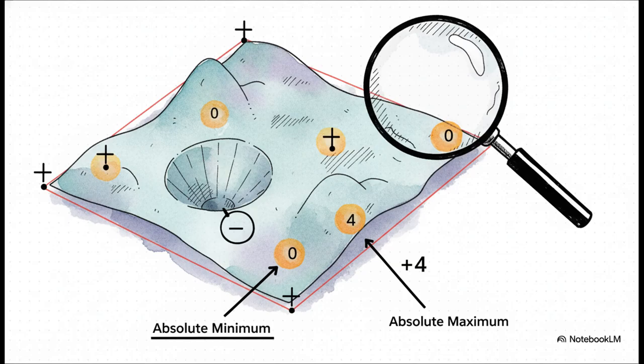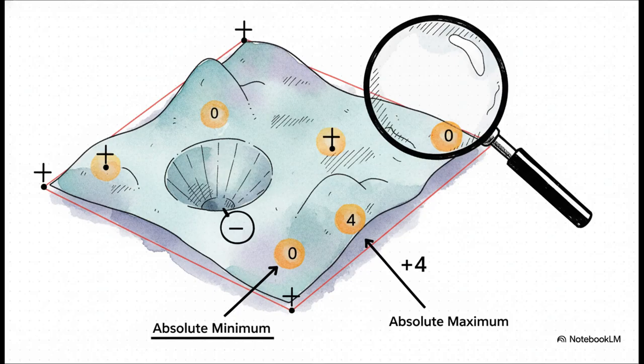And now for the final step. We just compare all our candidate values. That critical point on the edge gives us a value of -1, our lowest point. And when we check all 4 corners, we get a few different values, with the highest one being 4.